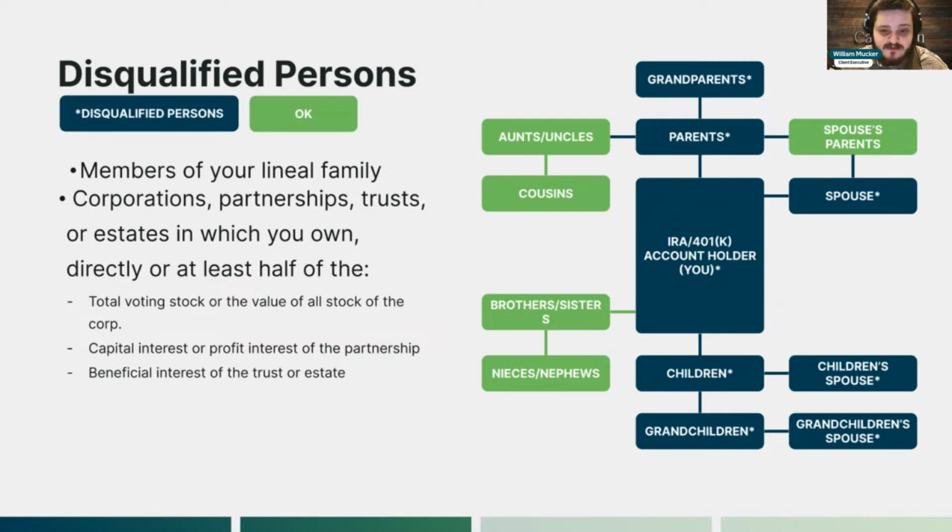So it's mainly those people of lineal ascent or descent and any entity that they own or have managing power of. The people in blue are disqualified on this chart, but the people in light green are okay. They're more lateral relationships: aunts, uncles, cousins, siblings, nieces, nephews. They're allowed to rent from you or do work on the property in the form of real estate.